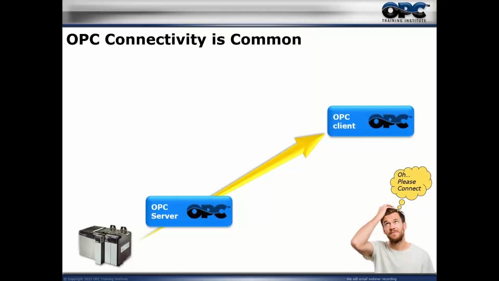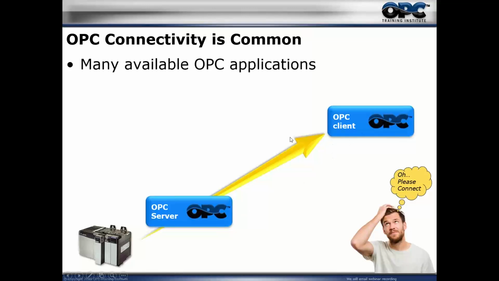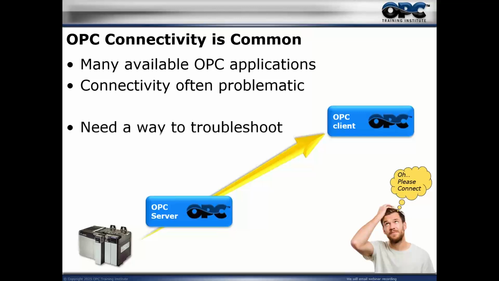Okay, so what are we talking about here? As you know, OPC connectivity is very common. When we have a PLC and an OPC server, and an OPC client from any manufacturer, from any vendor, it really doesn't matter. Lots and lots of OPC applications are available, but the problem we have is that the connectivity itself is often very problematic, especially that very first connection. So when you have a problem, how exactly do you start to troubleshoot it?